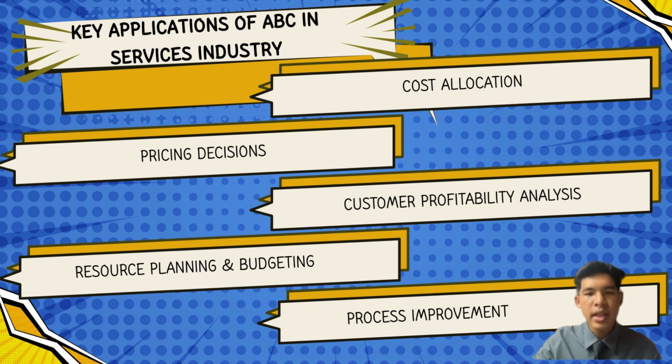Next, ABC helps with pricing. When you know the true cost of delivering each service, you can price it properly. This means no more guessing, undercharging, or overcharging. Just smart pricing based on actual resource use. It helps keep the business both profitable and competitive.